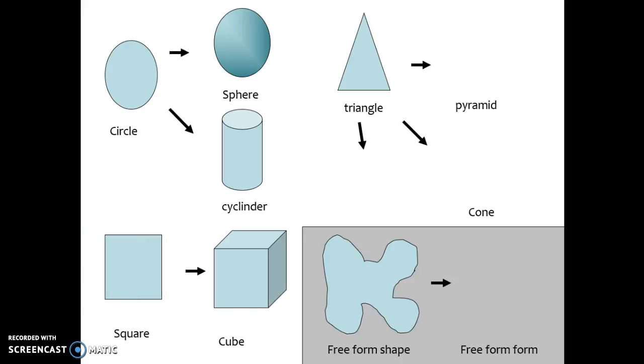Squares become cubes. To create a cube, you start with a square. You draw a second square to represent the back edge. You want to offset them just a little bit. And then you're going to connect the corners with diagonal lines until you have your cube shape.